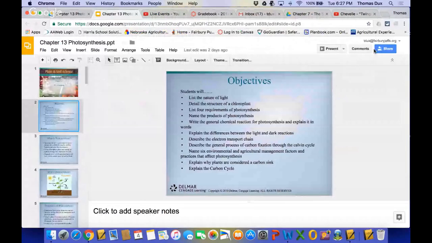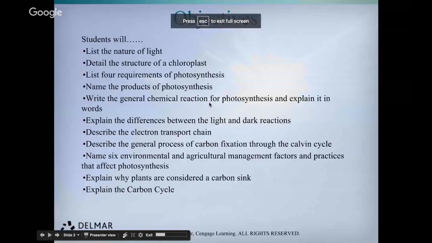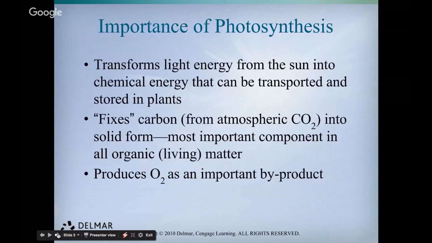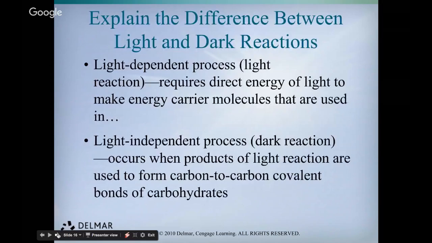Last video, we ended up finishing up talking about the electron transport chain and how the electron transport chain makes ATP and it also makes the NADPH. That is going to be going over then to the Calvin cycle. So our goal today is you're going to be able to describe the general process of carbon fixation through the Calvin cycle. Carbon fixation meaning you're fixing carbon or changing carbon into an actual usable source for energy, which is simply our carbohydrate. And now we're going to be talking about the Calvin cycle.